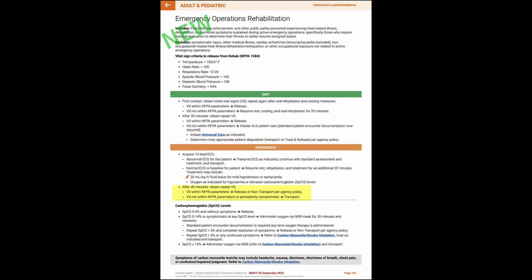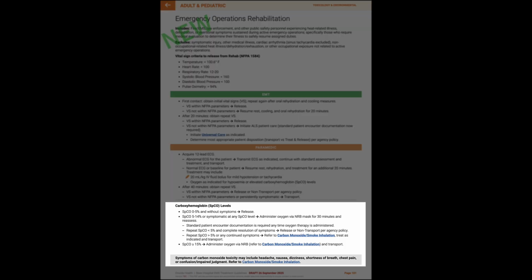Now at 40 minutes, perform a third set of vitals. If the responder now meets NFPA benchmarks, they may be released or cleared per your non-transport policy. If not, they should be transported. If you are using a carbon monoxide oximeter, follow this guidance for carboxyhemoglobin levels. Any patient with a carboxyhemoglobin level of 15% or higher needs to be transported regardless of symptoms. Hyperlinks to the carbon monoxide guideline are included in several places for your review.